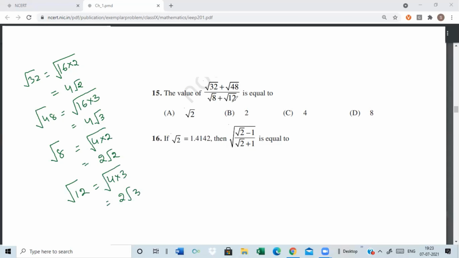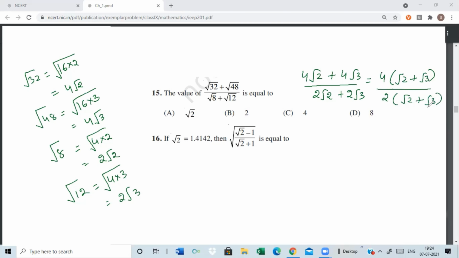So we'll just plug in these values here. Root 32 is 4 root 2 plus root 48 is 4 root 3, and in the denominator, in place of root 8 we'll write 2 root 2, in place of root 12 we'll write 2 root 3. We can take 4 common from the numerator, we get root 2 plus root 3 inside, and we take 2 common from the denominator and we get root 2 plus root 3 inside. Now this whole expression can be cancelled out, and 4 by 2 is 2. So the answer is 2 here, right?